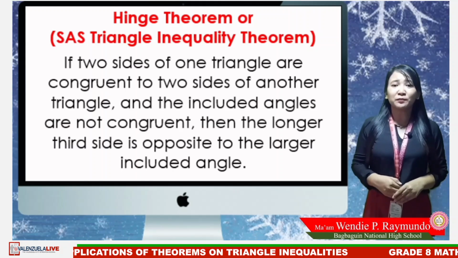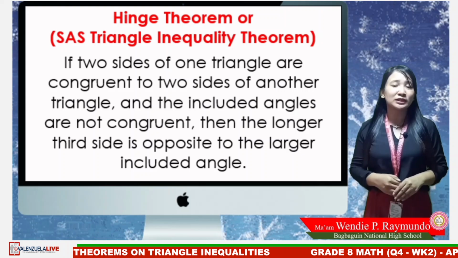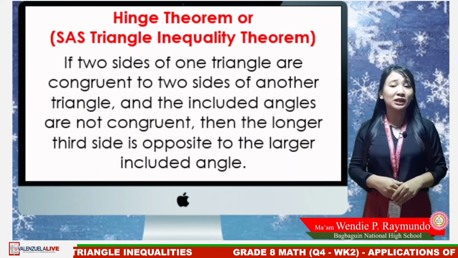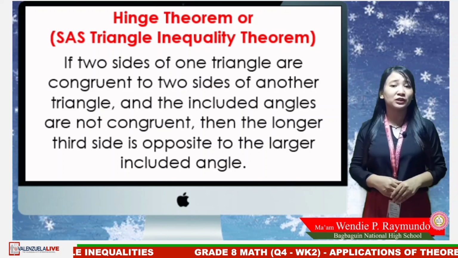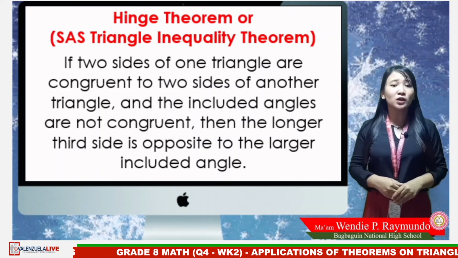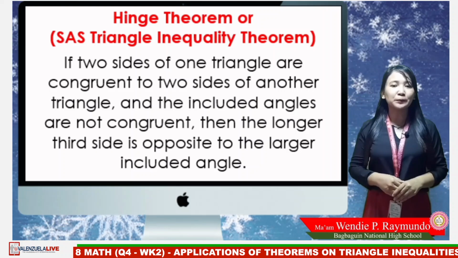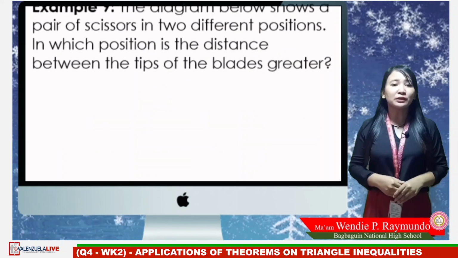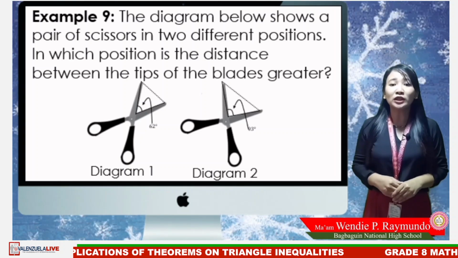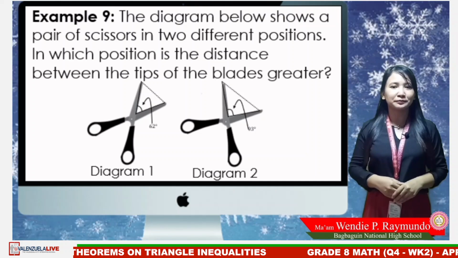The next theorem that we will talk about is the hinge theorem, or the SAS triangle inequality theorem. If two sides of one triangle are congruent to two sides of another triangle, and the included angles are not congruent, then the longer third side is opposite to the larger included angle. Example number 9. The diagram below shows a pair of scissors in two different positions. In which position is the distance between the tips of the blades greater?